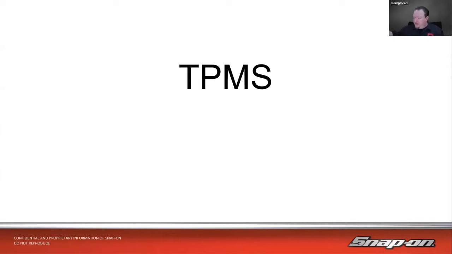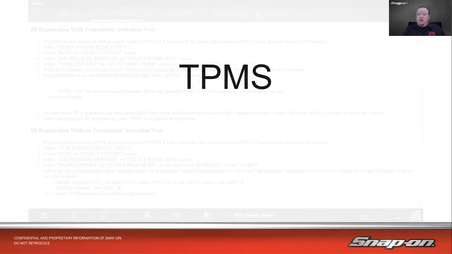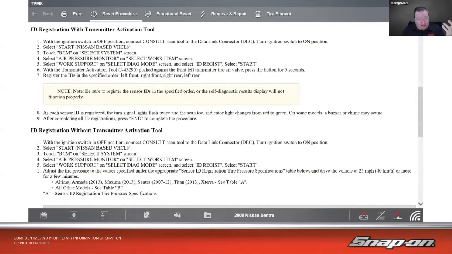Let's move on to TPMS. So here's another example, once again, with Nissan. Nissan seems to have some quirks about them with some things. So for TPMS, if I need to register a tire pressure monitor sensor, we can do it one of two ways. We can do it with the transmitter activation tool, or we can do it without a transmitter activation tool.